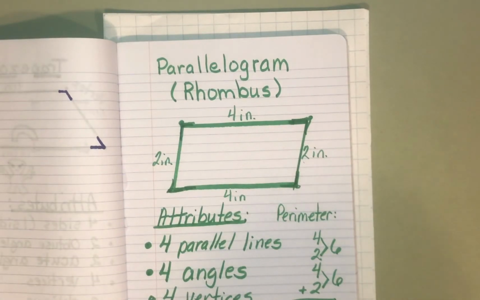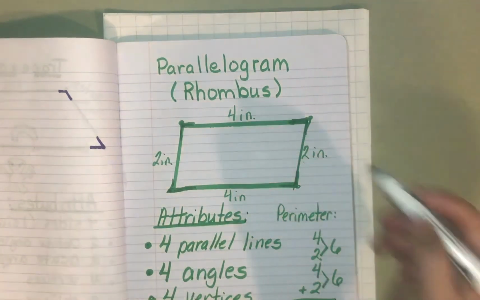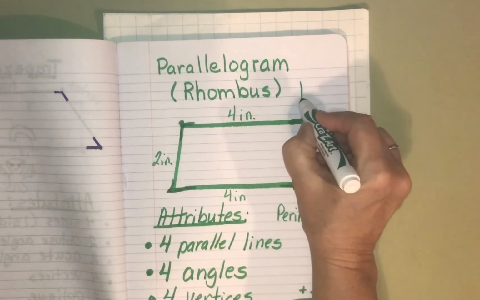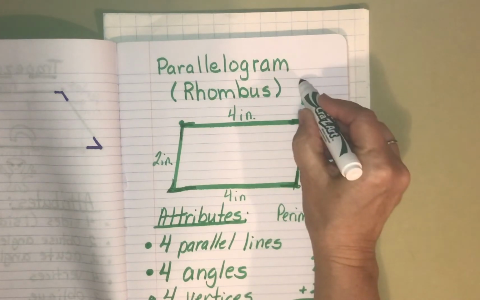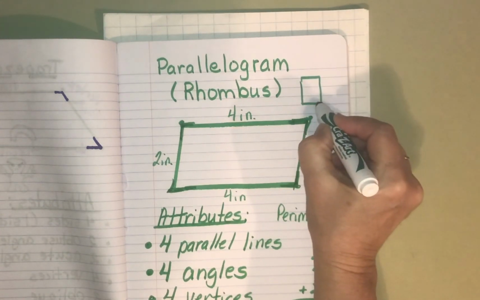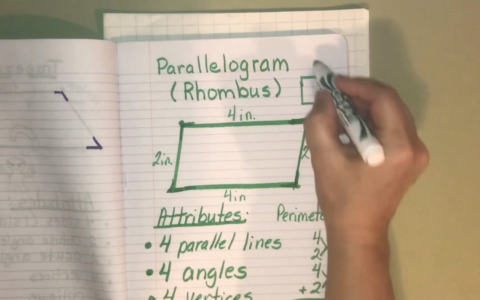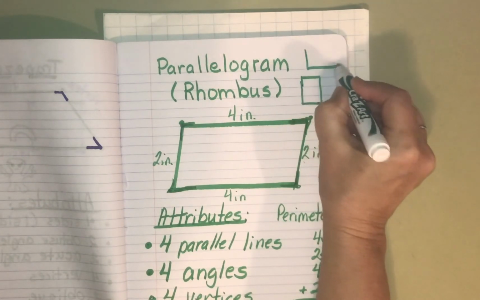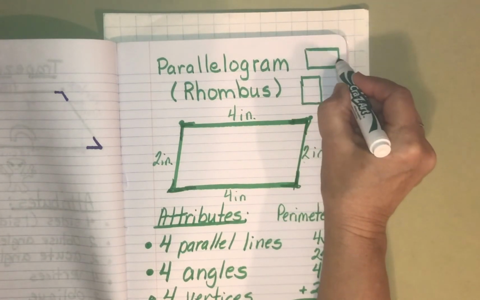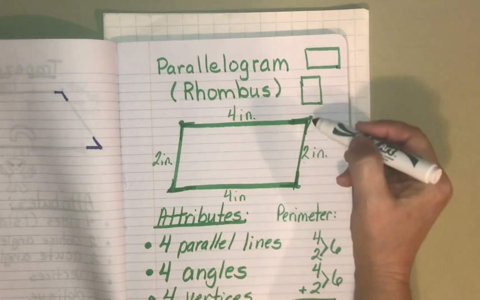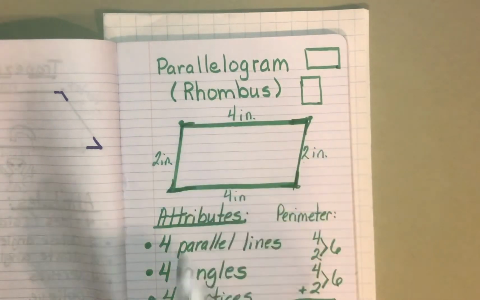All right? So that is the parallelogram. Remember a parallelogram? Let's go ahead and draw a rectangle, just so that we remember that a parallelogram can also be a rectangle or a square. But this one in particular is a rhombus.